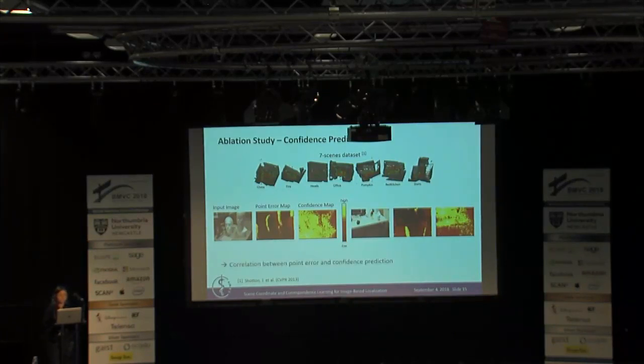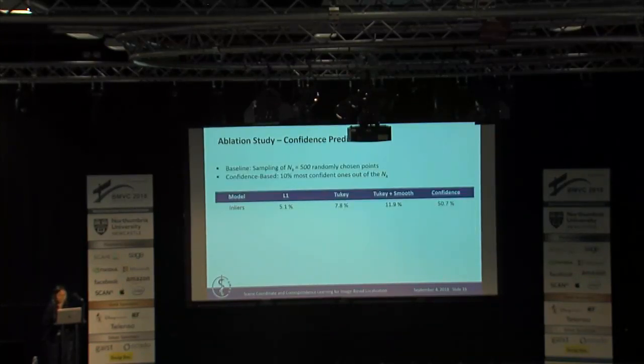And you can see here that there's a high correlation between the point error map and the confidence prediction. So in cases where we have really well regressed scene coordinates, our confidence prediction gives very high values. So we have actually found a very good match. Then to further evaluate this, we create a baseline and sample, for example, 500 randomly chosen points from which we then compute our pose estimate. And we compare to our proposed confidence-based sampling where we only use the most confident points, hoping that in this case we can immediately discard erroneous predictions.